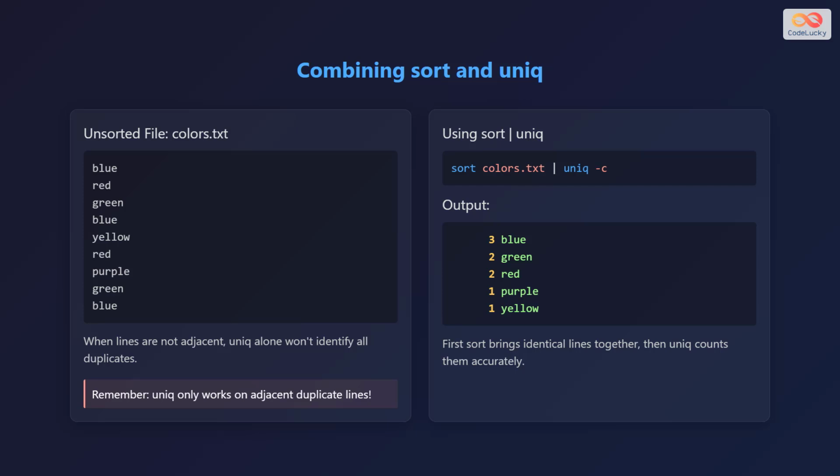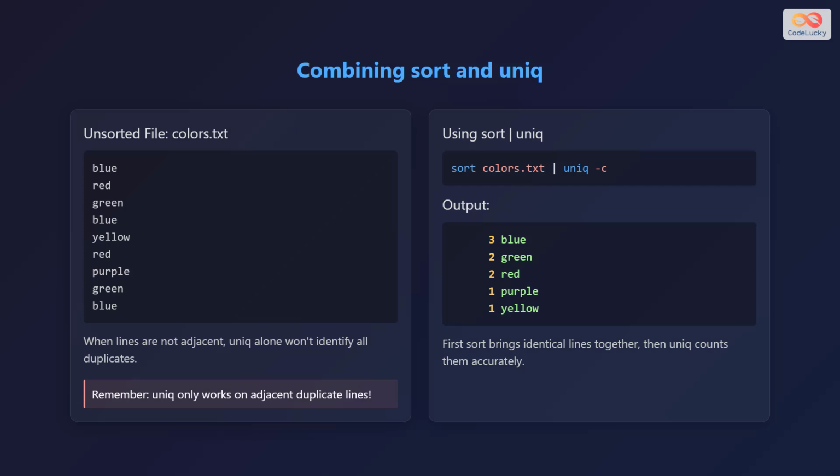Here we will see how to combine sort and Uniq. Suppose you have an unsorted file named colors.txt with the following content: blue, red, green, blue, yellow, red, purple, green, blue. Remember that Uniq only works on adjacent duplicate lines. When lines are not adjacent, Uniq alone won't identify all duplicates.